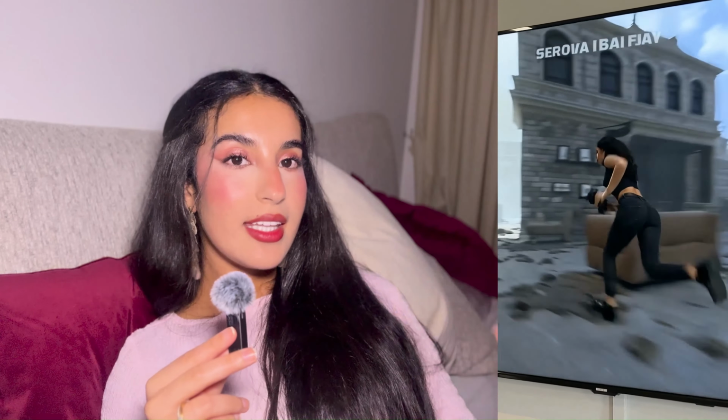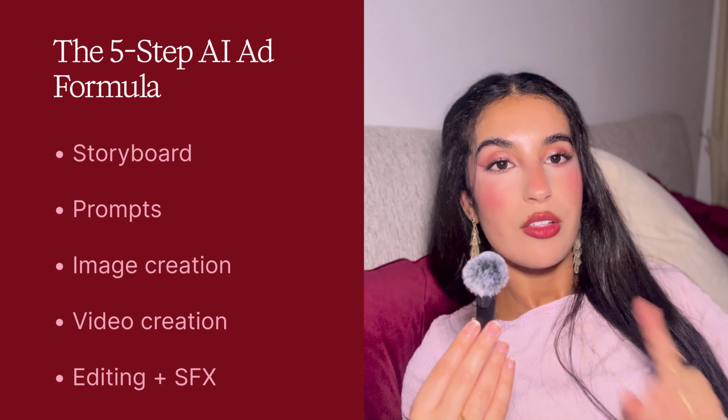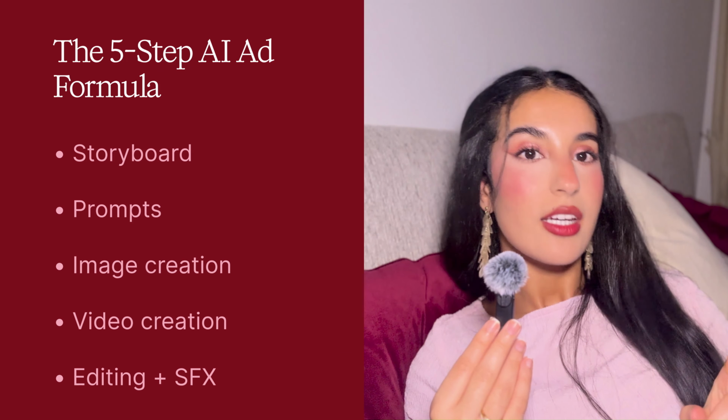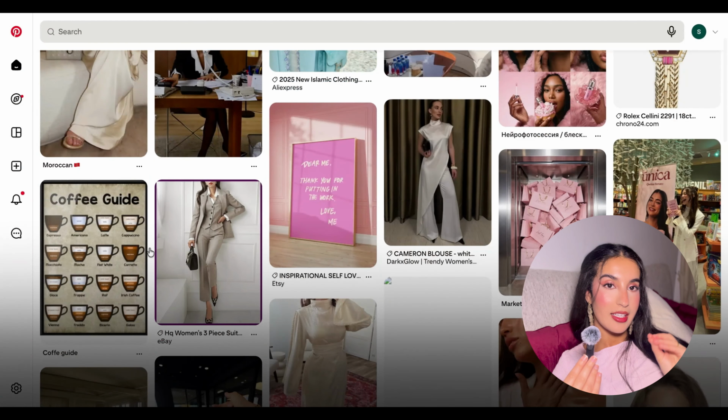So let's break it down step by step. We are going through 5 steps today: the storyboard, the prompts, the image creation, video creation, and then editing and sound effects. So let's go. Step 1, before I touch any AI tools, I go to Pinterest and I collect.